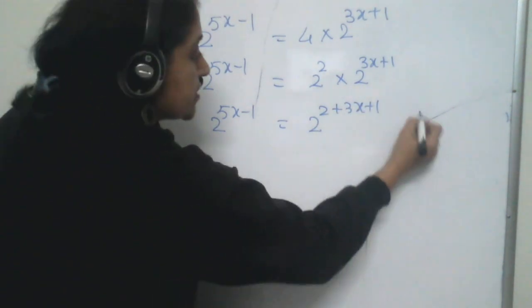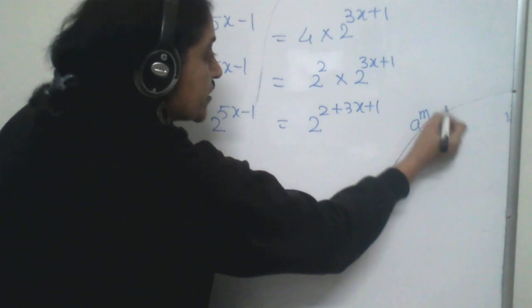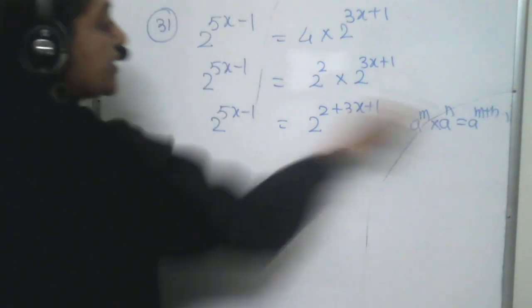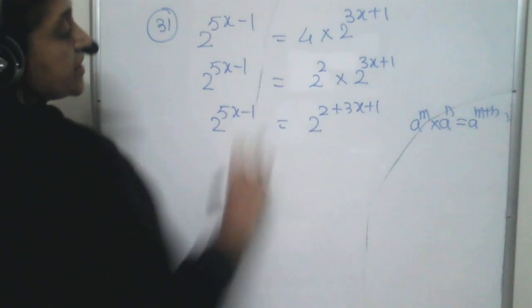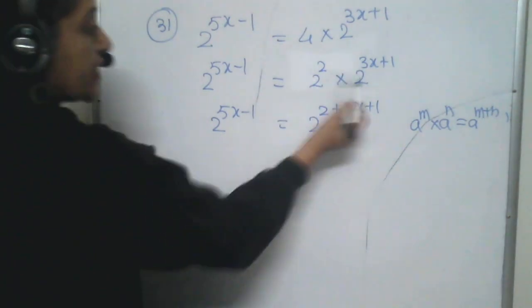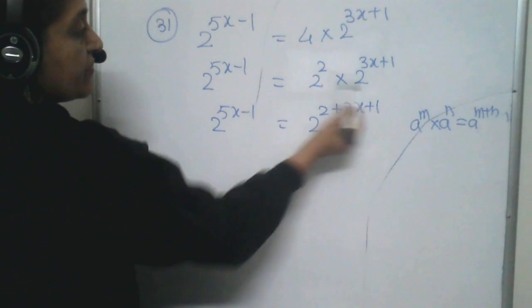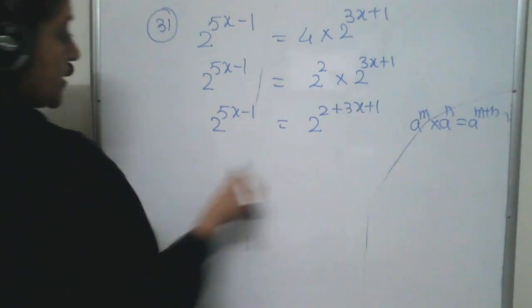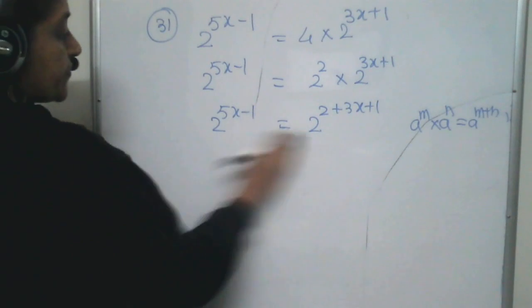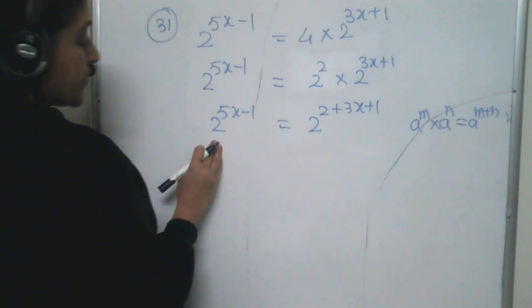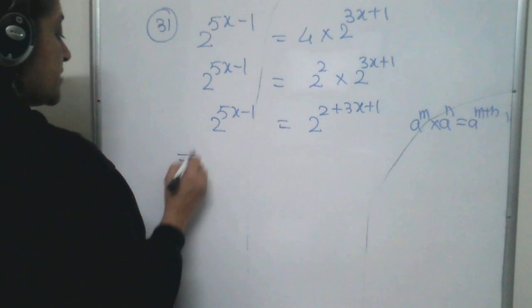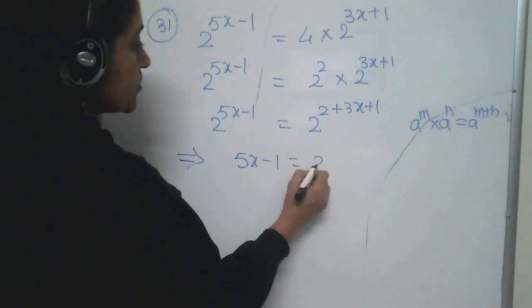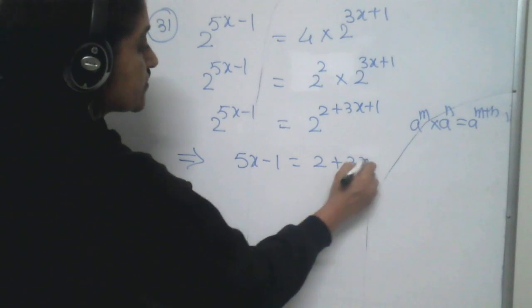What did you use here? a to the power m into a to the power n is equal to a to the power m plus n. What is m and n here? m is 2, n is 3x plus 1. In place of a we have 2. So as the bases are same, they are in multiplication form, hence we can add the exponents. Now the bases on both sides of the equal to sign are equal, hence we can equate the exponents, that is 5x minus 1 is equal to 2 plus 3x plus 1.